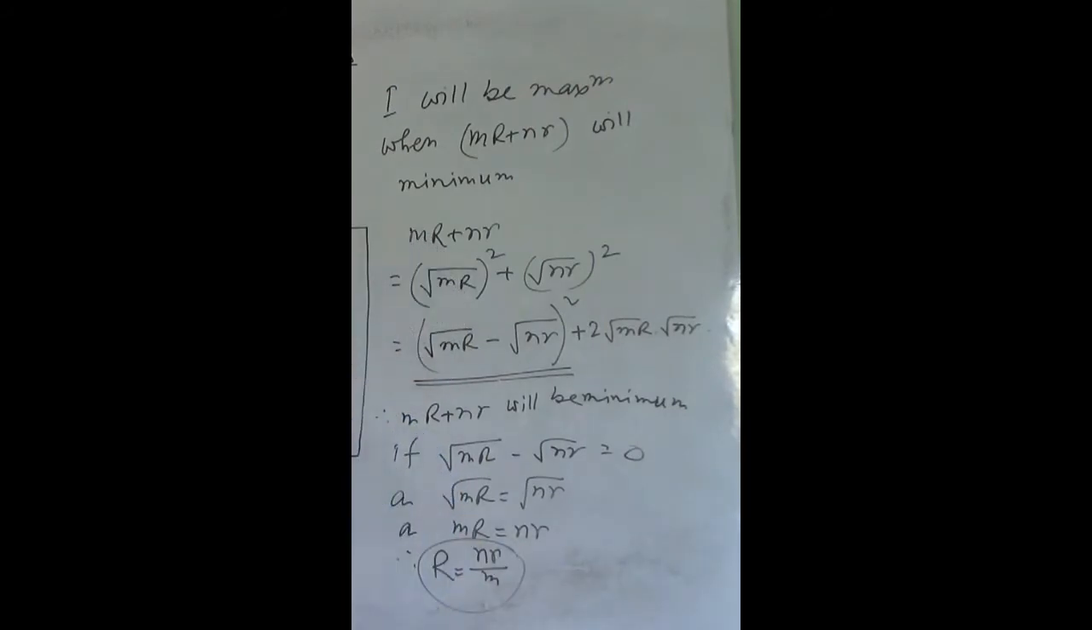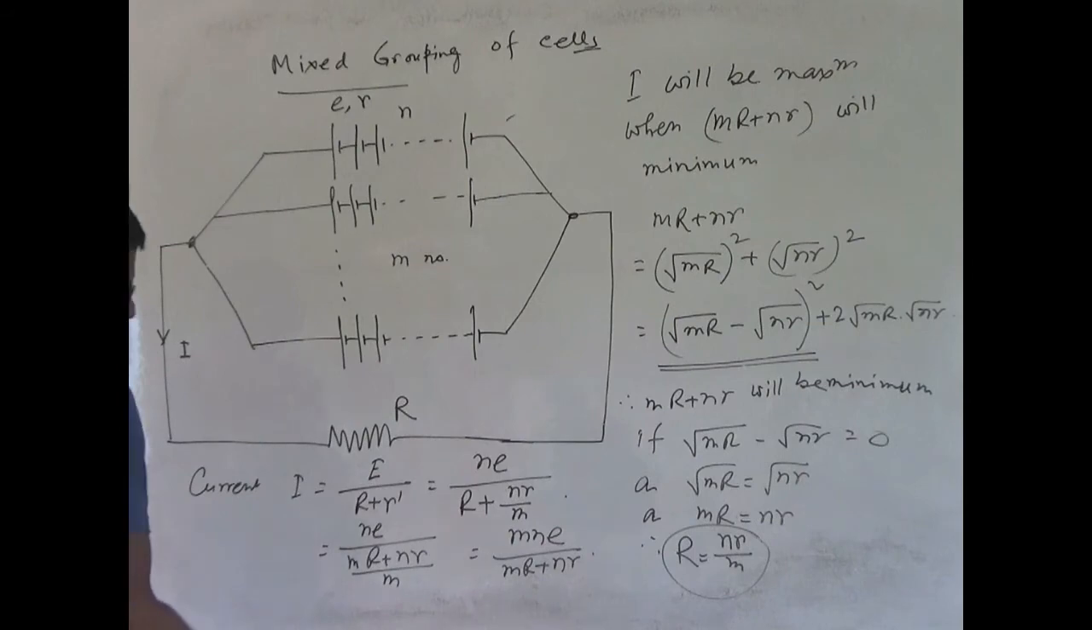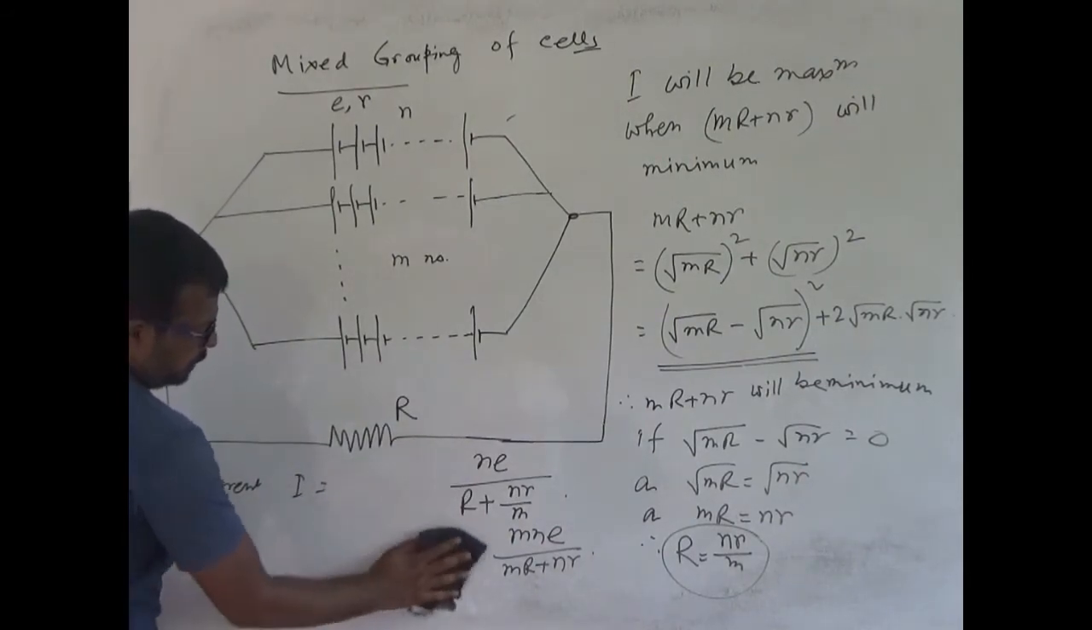This is the condition to get the maximum current, that is the external resistance to be connected. The value of external resistance to be connected with this combination will be equal to nr divided by capital M to get the maximum current through the circuit. Now, what will be the maximum current?